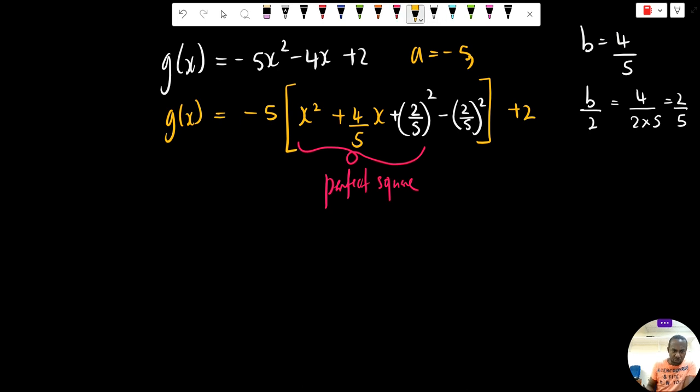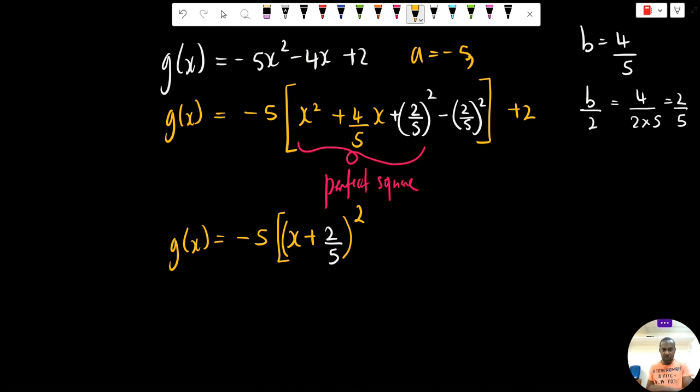Now let's proceed. So what we have is this. We have g of x is equal to minus 5, and I'll keep my square bracket. But now I'm going to put this in a different form. And so this now becomes x plus 2 over 5, and we see that we have our perfect square. Let me change the color. So x plus 2 over 5. Let me keep it yellow, to avoid confusion. So x plus 2 over 5, so this term becomes x plus 2 over 5 squared.